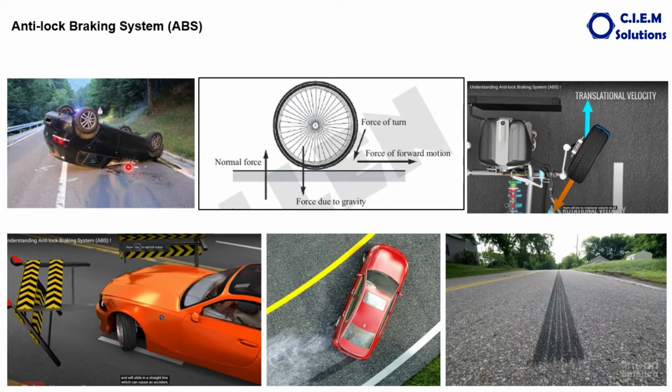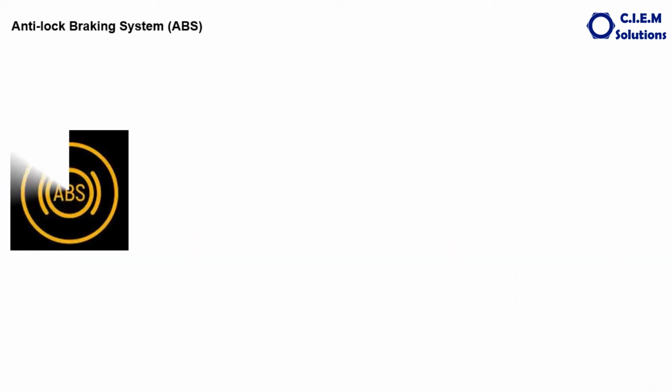Now, in the majority of countries, ABS is becoming mandatory in some vehicles on safety grounds. Let us have a look at how ABS works and its circuit. This is the symbol of ABS which you can see in all vehicles.